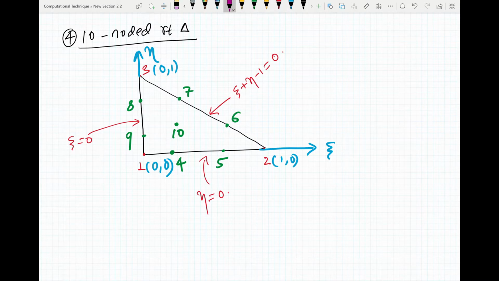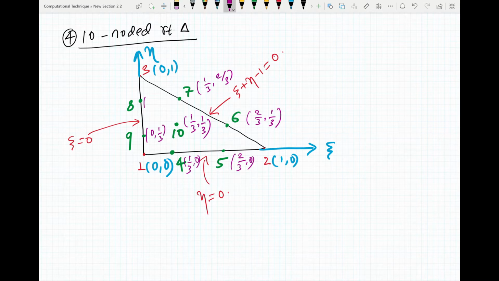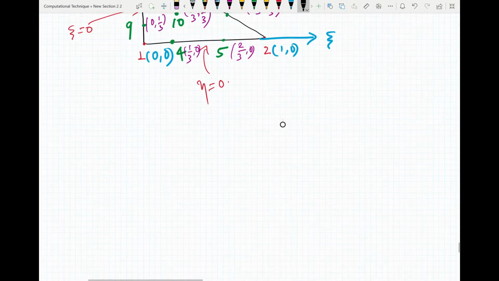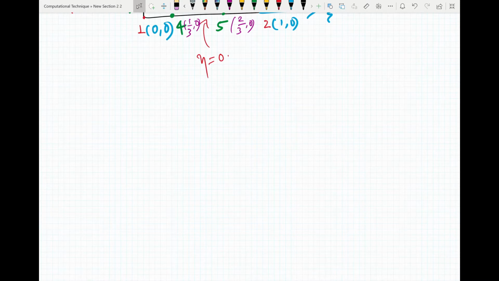Now if you write the coordinates of these points, then this one will be at 1/3, 0. This will be at 2/3, 0. And this will be 2/3, 1/3. This one will be 1/3, 2/3. This will be 1/3, 1/3. This will be 0, 1/3 and 0, 2/3. Now let's try to form n1. We're going to plot this in isometric form.